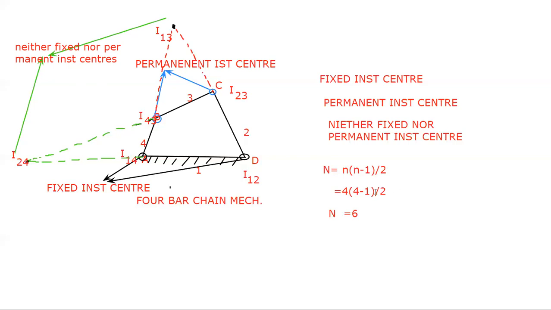So as you can see, how the instantaneous centers can be found out mathematically, the formula I have shown here: N is equal to n times n minus 1 divided by 2. Here there are 4 links, so it is 4 times 4 minus 1 divided by 2, which gives the number of instantaneous centers as 6. So this was the first part, how to work out the number of instantaneous centers. This part is finished.